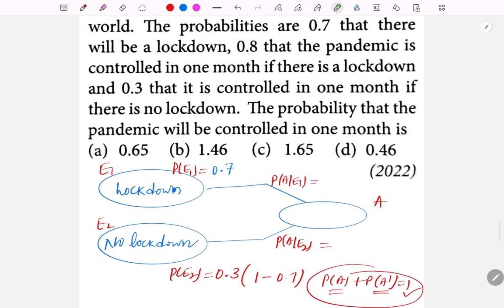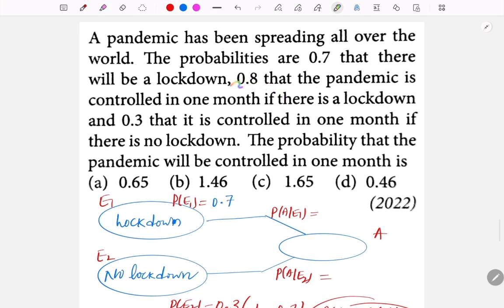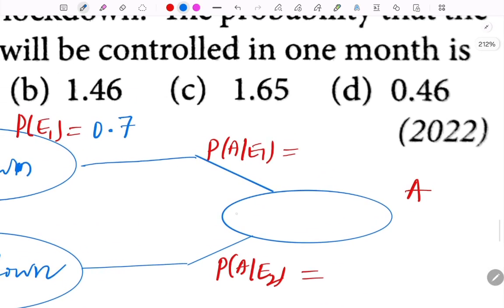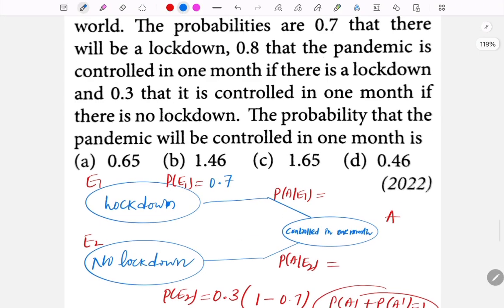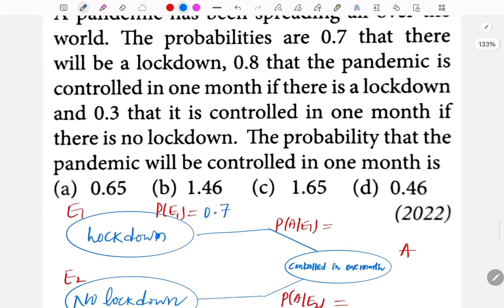What is P of A by E1? They only give, how much do they give? 0.8. That pandemic is controlled in 1 month. It is this event name. What does this mean? Controlled in 1 month, this event name. If it is controlled in 1 month, in lockdown time, they are particularly talking here. If there is a lockdown, how much is the answer? 0.8. 0.3 is controlled if it is no lockdown. It means the second one is the answer.